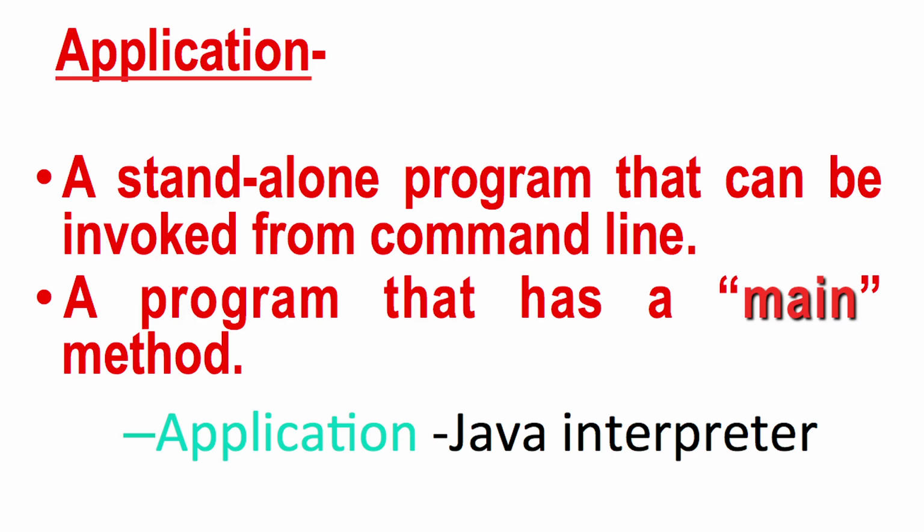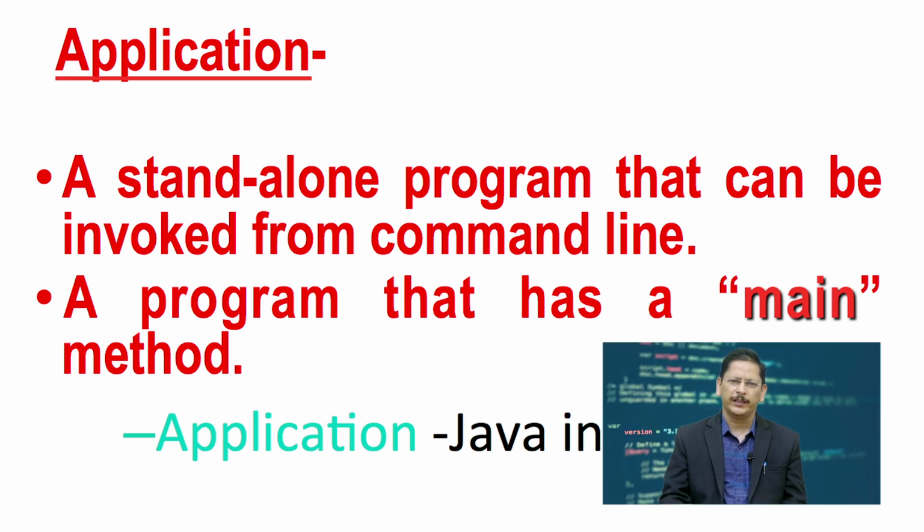Application is a stand-alone program that can be invoked from the command line. So, we can invoke the simple application program through the command line or some editor like the BlueJ editor and other editors. By using these editors, we can execute this simple Java program. It is a program that has a main method. This type of application program has the public static void main method, and this type of application requires only the Java interpreter. So, this is a Java application.